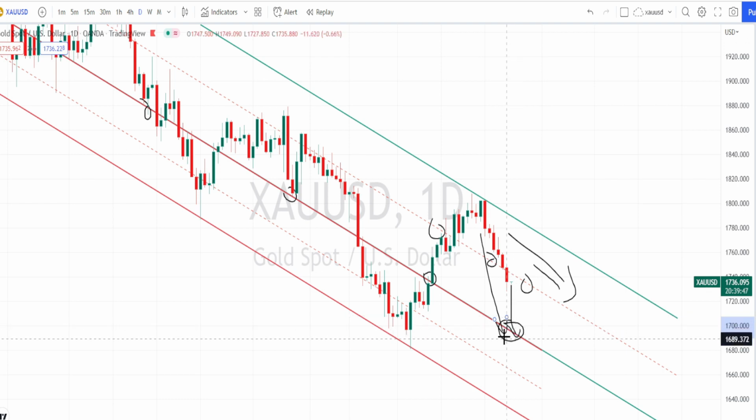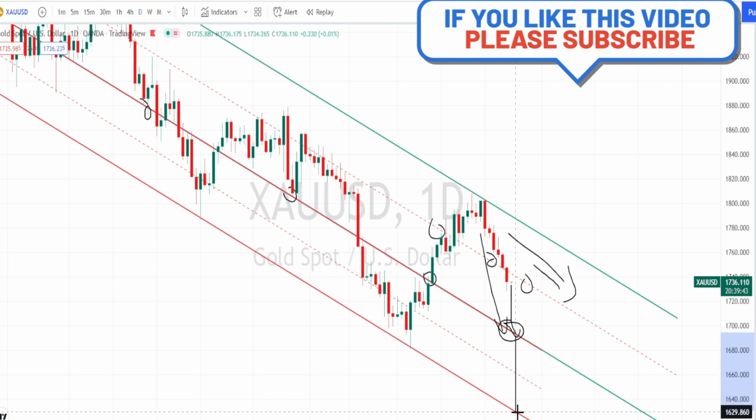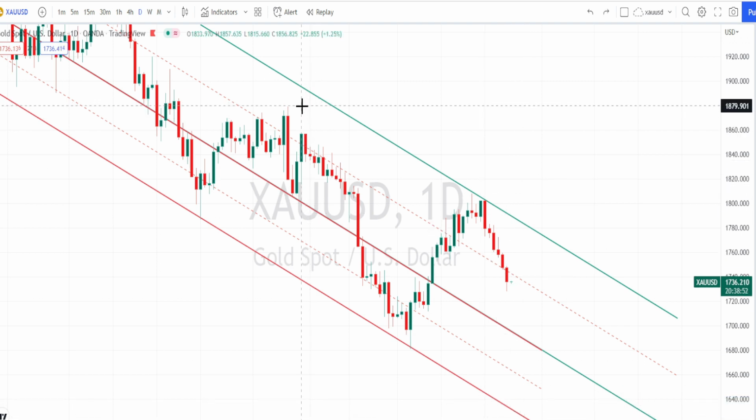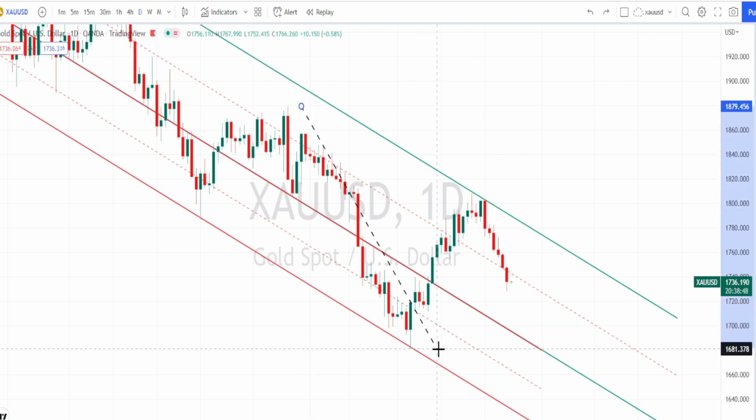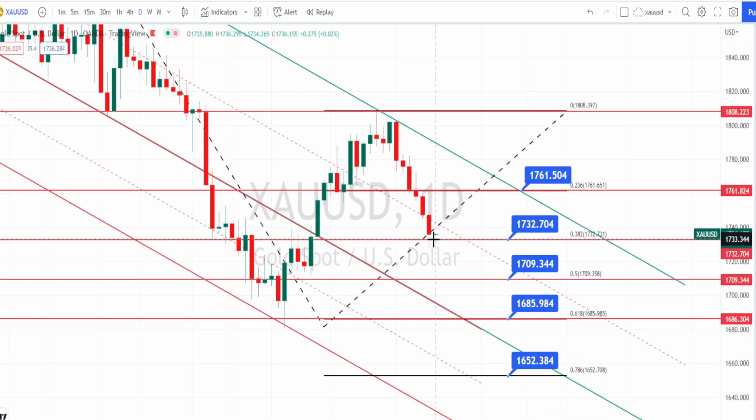And once the price action breaks this support line, we can expect it to continue with the bearish trend in daily time frame and take support on the next level of support from the bearish channel pattern. So I am using the Fibonacci extension tool to understand the next levels of support and resistance for the current price action. From the Fibonacci levels, we can understand that currently the price action is taking support on the 0.382 level, which is around 1732.